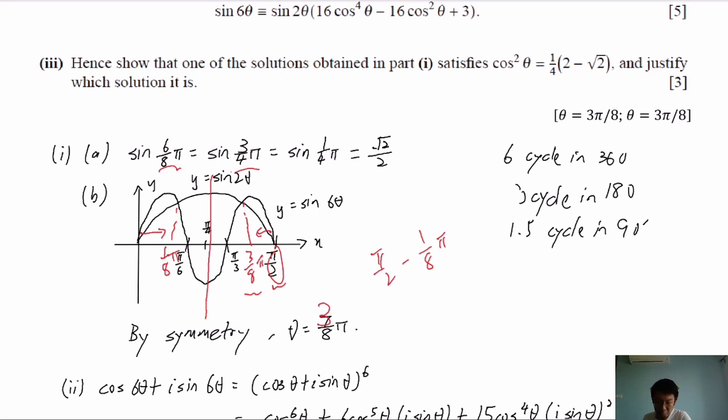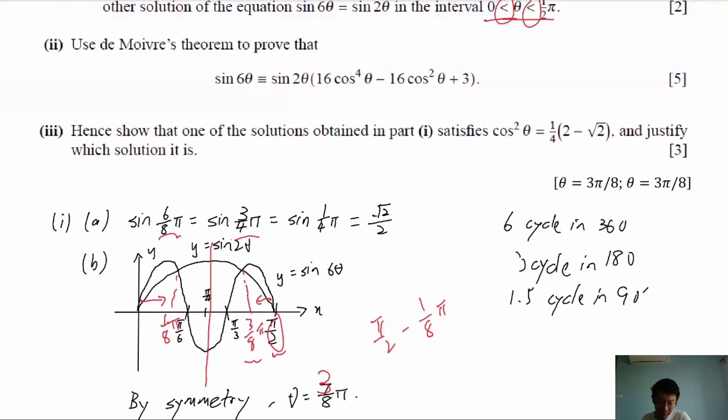So that is for 1B. Second one, use the De Moivre's theorem to prove that sine 6 theta is equal to sine 2 theta multiplied by this equation.